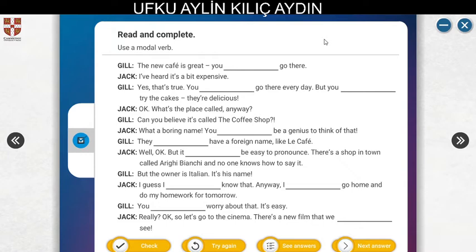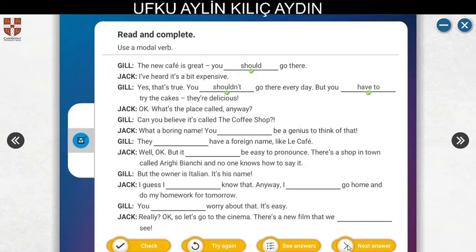The new cafe is great. You should go there. I have heard it's a bit expensive. Yes, that's true. You shouldn't go there every day, but you have to try the cakes. They are delicious. Okay, what's the place called anyway?